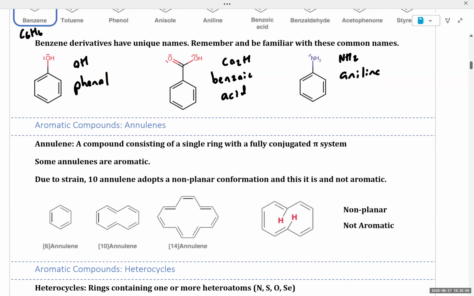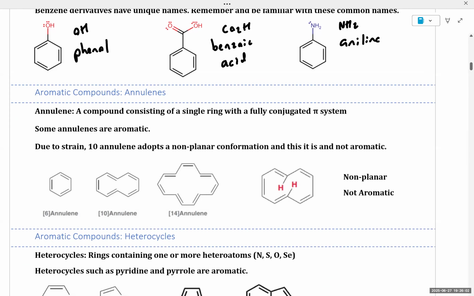Now, another subclass of aromatic compounds are annulenes, which are compounds consisting of a single ring with a fully conjugated pi system. Some annulenes are aromatic. Other annulenes, despite looking planar, due to strain, such as 10-annulene, will adopt a non-planar conformation, and thus it is not aromatic. So for example, benzene would be 6-annulene, 10-annulene has 10 carbons, 14-annulene has 14 carbons.